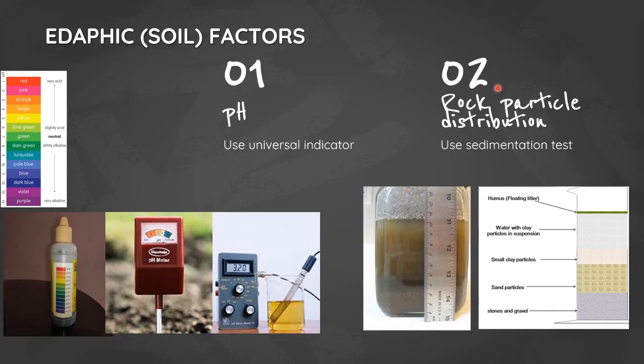We can also look at rock particle distribution using the sedimentation test. So we basically shake a fixed volume of soil with excess water in a measuring cylinder, and we leave it to settle and measure the volume of the different types. The largest will sink first. So you can see stones and gravel, they're the heaviest and the largest, so they tend to lay at the bottom of the container. Sand may form on top of it, then clay particles, and at the top we have humus, which is the floating litter.